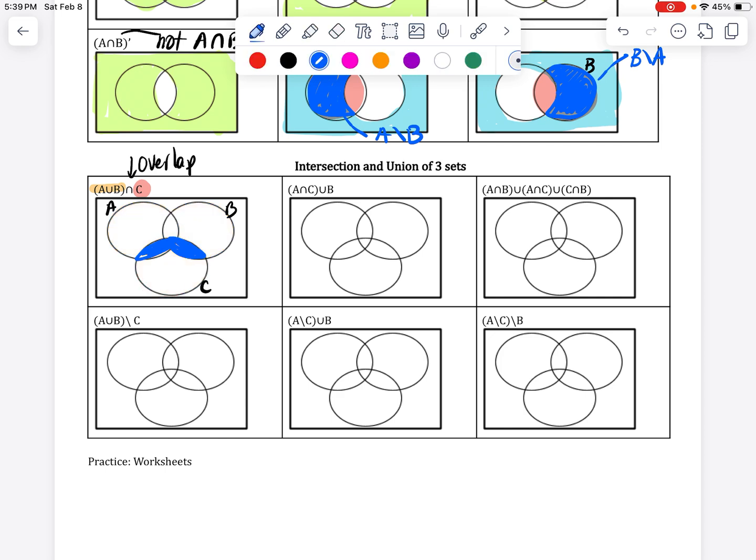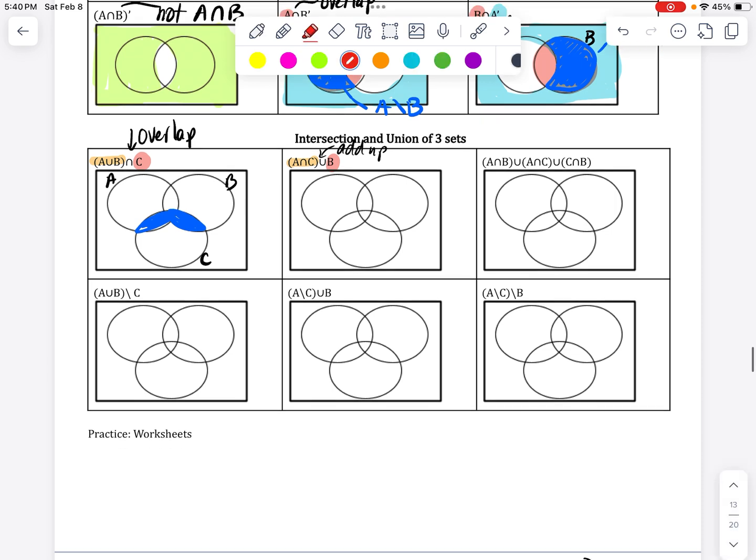Okay. So then for the second one, this one says A and C or B. Again, treat it as two different problems. And this or just means we're going to add them all up. So you should end up with anything you've shaded as being part of the solution.